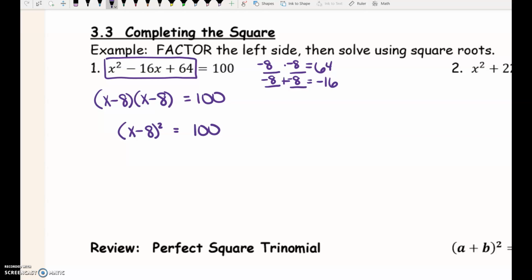Does that now look like one of the problems that we solved yesterday? So now we can square root both sides. What is the square root of 100?